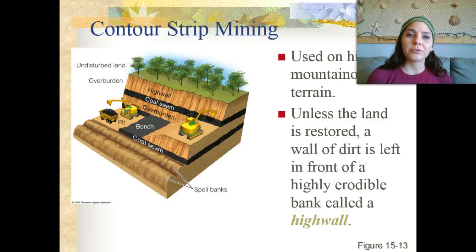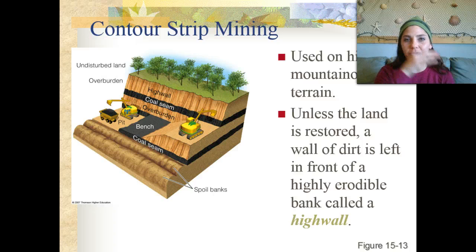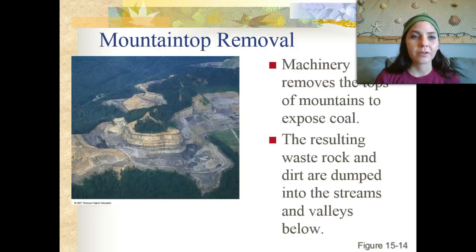And then we have contour strip mining. This is used on hilly or mountainous terrains. If you've ever driven a long time on I-10, going out of Texas, once you get past San Antonio, you can actually see some of this. And then unless the land is restored, a wall of dirt is basically left in front of a highly erodible bank called a high wall. And you do see these, like you can actually see all of the different layers of earth whenever they've chopped away at it.